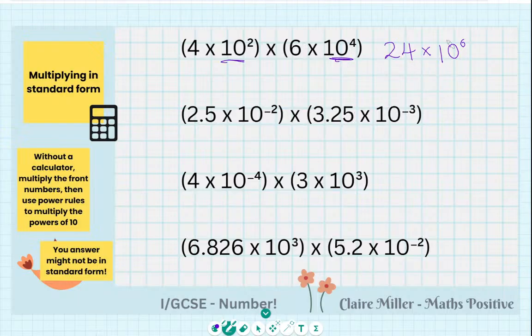However, your answer might not be in standard form already. So if your question has asked you to give the answer in standard form, make sure you check. This isn't in standard form, is it? Because this number here is too big. In standard form, we'd have 2.4 times 10 to the power of what? Well, we've had to divide this number by 10. That means I need to raise this power by 10 to make the whole number in standard form have the same value. Does that make sense? Any questions about that?